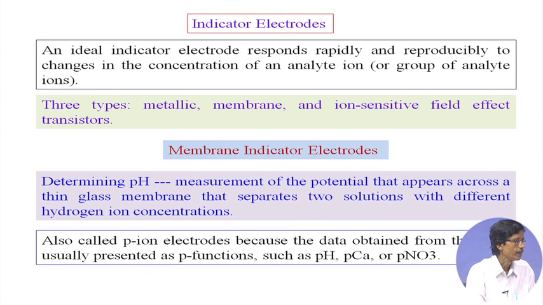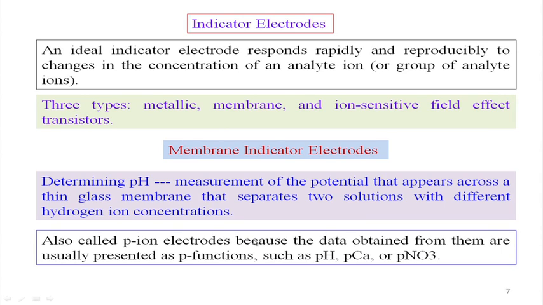So, when we determine hydrogen ion, we consider the corresponding pH, which is responsible for the determination by your electrode. So, we use the pH meter. Then for all these other different ions, whether cation or anion, we will consider them as p ion electrodes.